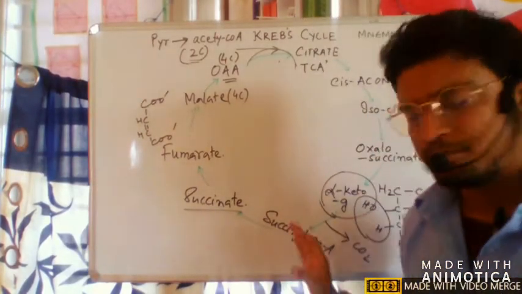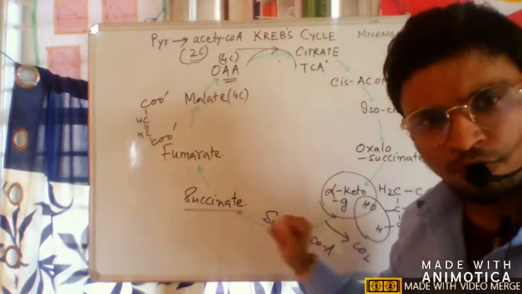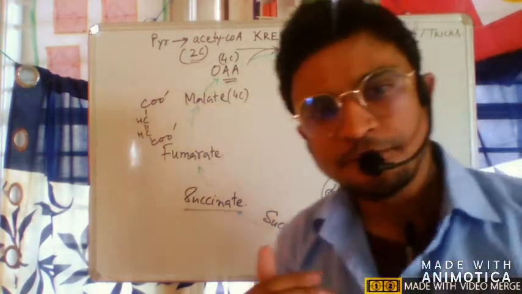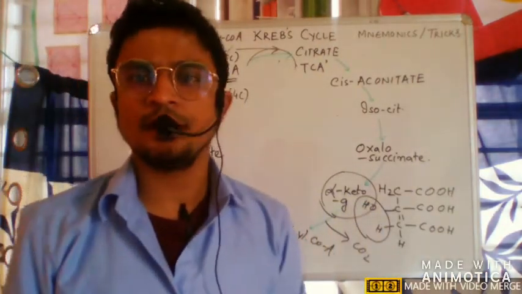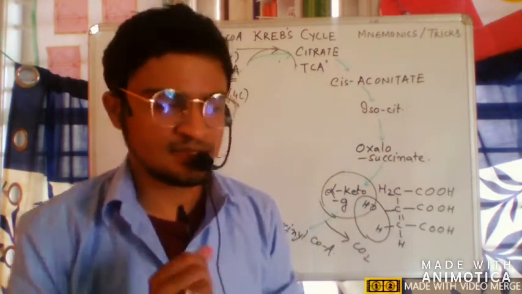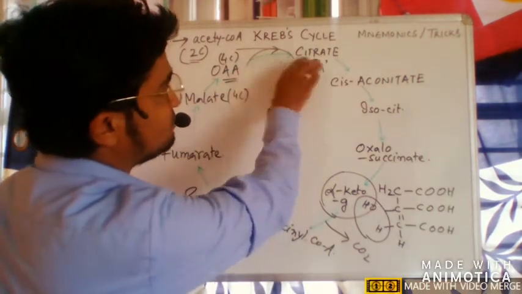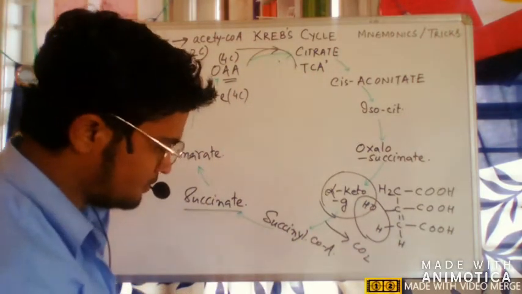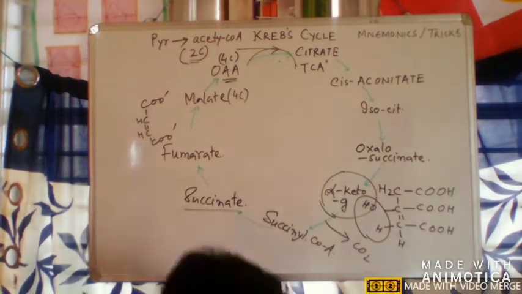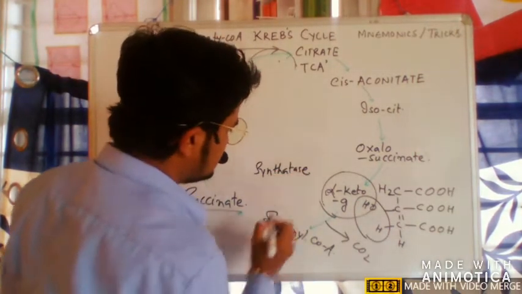Okay, now I have partially cleaned the board. Now you can add one more concept: in which step substrate level phosphorylation takes place. One very important point is synthetase and synthase. For example, here a synthase enzyme is required at the first step, citrate synthase. But whenever you are trying to create ATP or GTP, you need a synthetase.